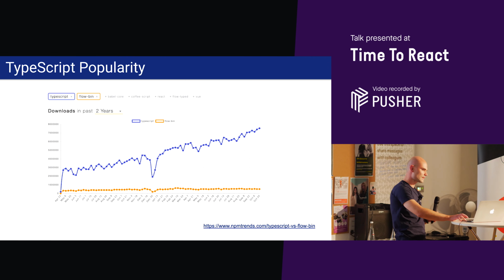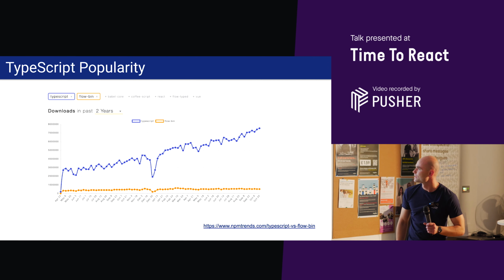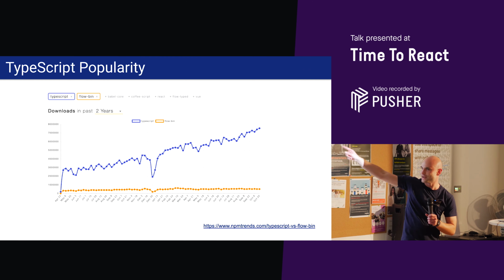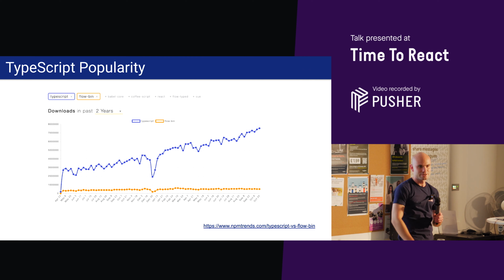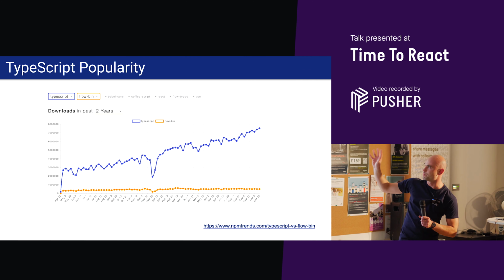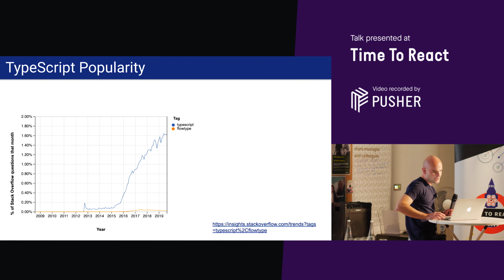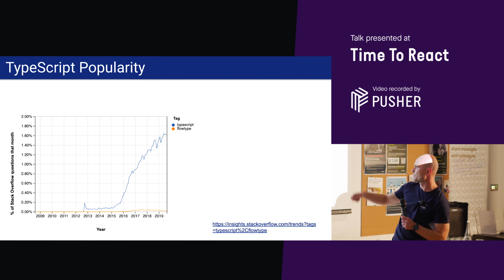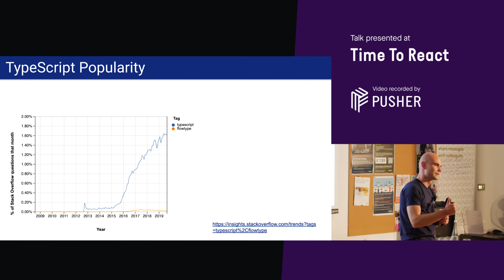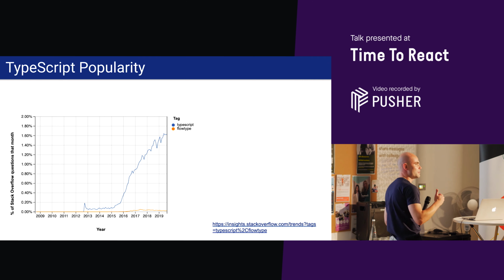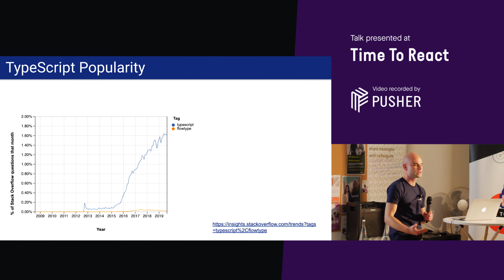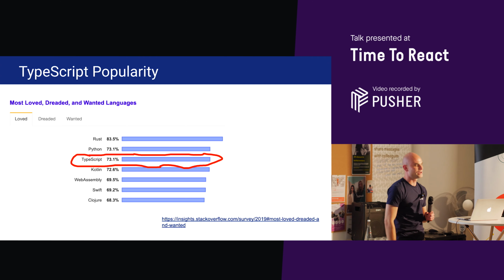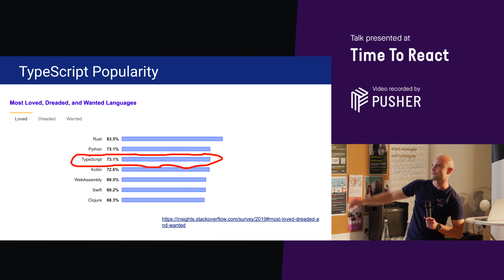Speaking of TypeScript and Flow, these are statistics from NPM. The blue line is TypeScript, and the orange line is Flow. Flow has been stagnant, whereas TypeScript is getting bigger and bigger. Those two lines are also the number of questions with the TypeScript or Flow tag on Stack Overflow. So you're in good hands if you're using TypeScript. This is not just some obscure language; there is a big community behind it. Another statistic from Stack Overflow: it's in the top three most loved languages.